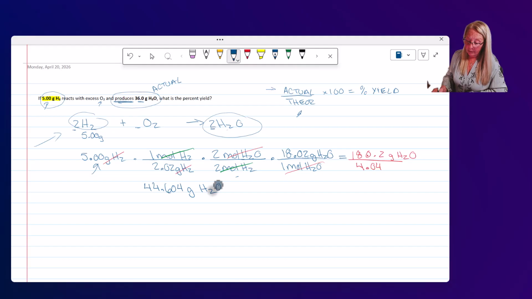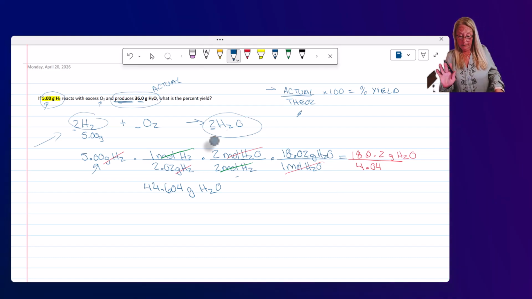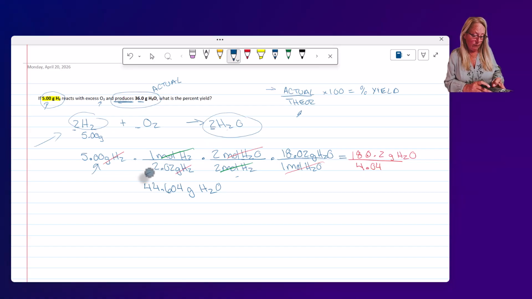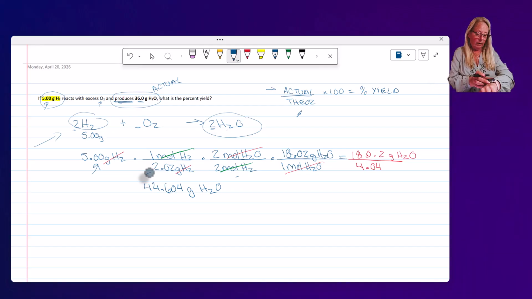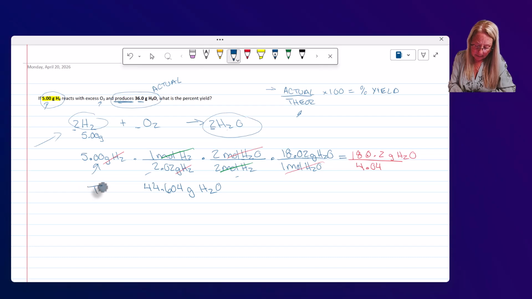Now what I did here is totally fine. I left the 2's in. I just wanted to show you. In fact, let me show you now. 2 divided by 2 is 1. So I'm going to ignore that. I'm just going to go 5 times 18.02 and divide by the 2.02. Also a good double check for did I make a boo-boo? 44.604. It is indeed the same thing. So this is our theoretical.